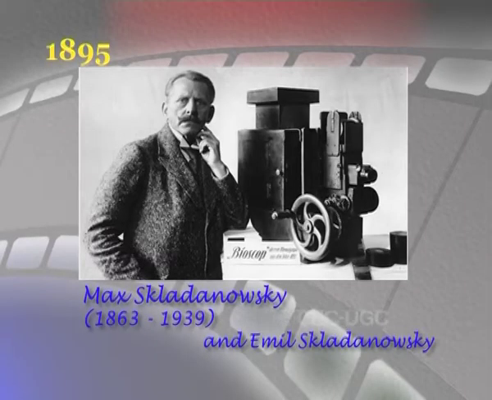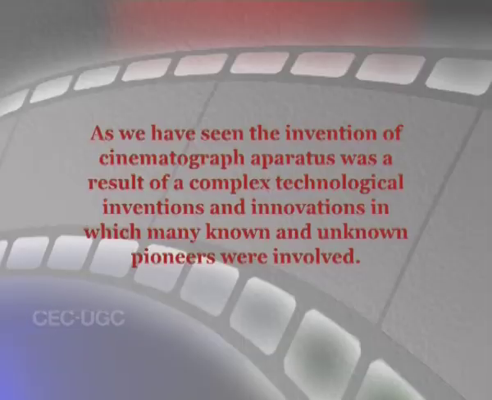If we strictly go by the history, it was not the Lumiere brothers, it was not Thomas Edison, but it was Emil and Max Skladanowsky, the two brothers. They projected their moving images first, before everybody else, in the same year, 1895. As we have seen, the invention of the cinematograph apparatus was a result of complex technological inventions and innovations in which many known and unknown pioneers were involved.